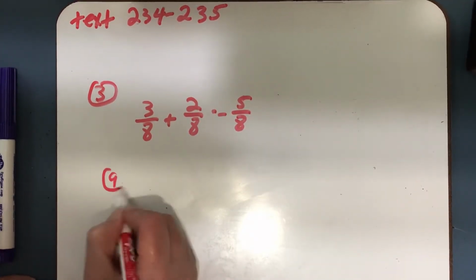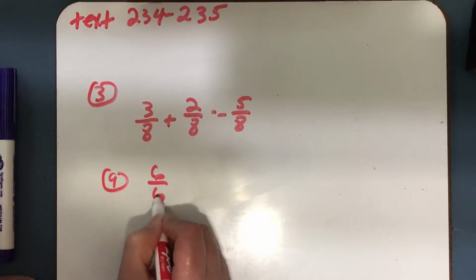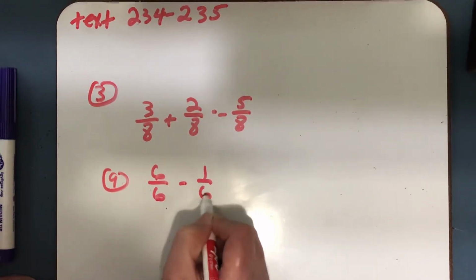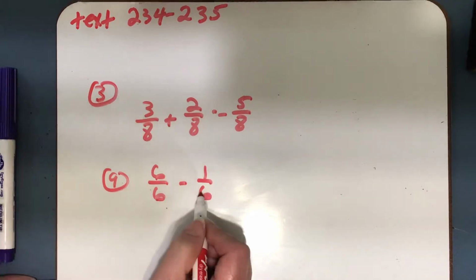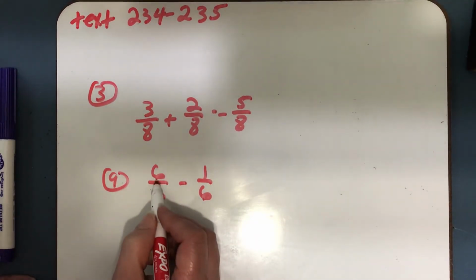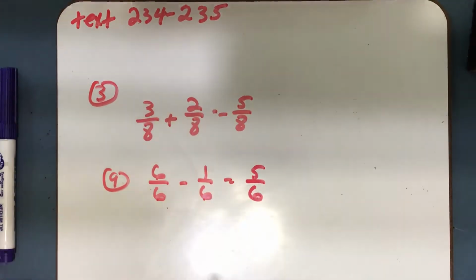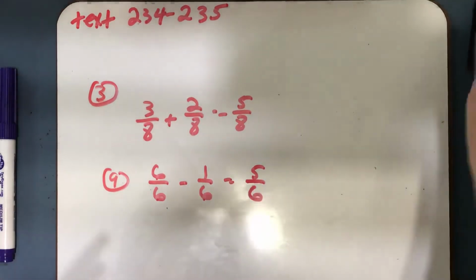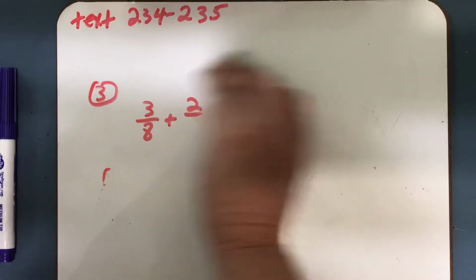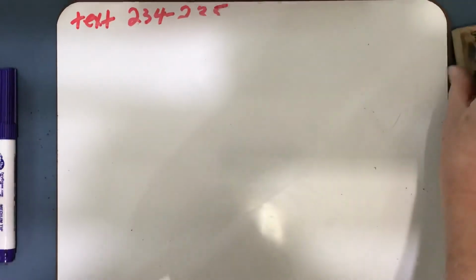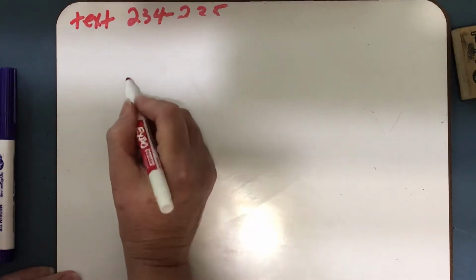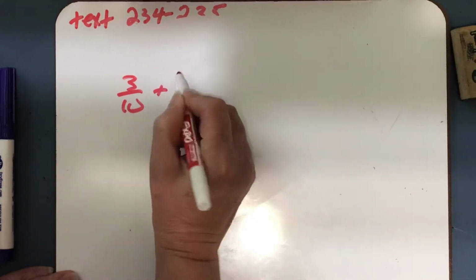So number 9, I have 6/6 minus 1/6. My denominators are the same, so I subtract my numerators. So it would be 5/6. Okay, number 15 asks me which is equivalent to 3/10 plus 6/10.